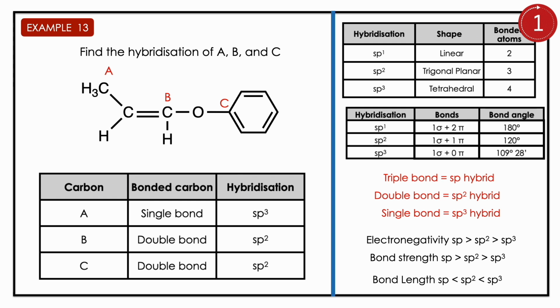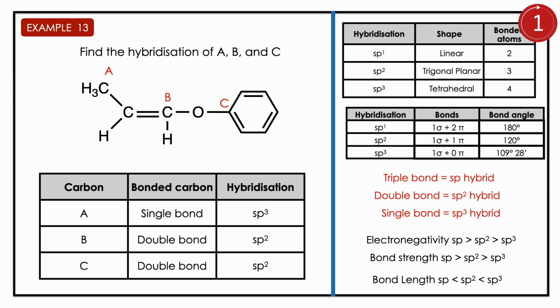The answer is straightforward. Look at the structure and find the nature of bond. A is connected with only single bonds, so it is sp3 hybridization. If you look at B, it is connected with a double bond, so it is sp2 hybridization.